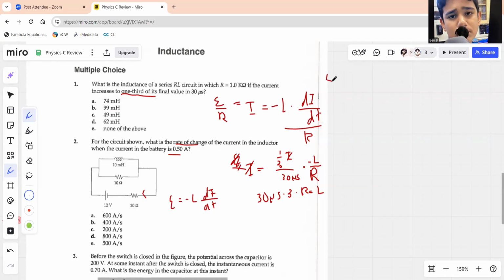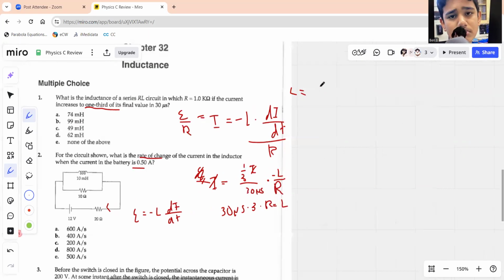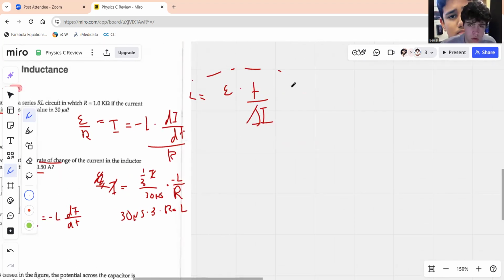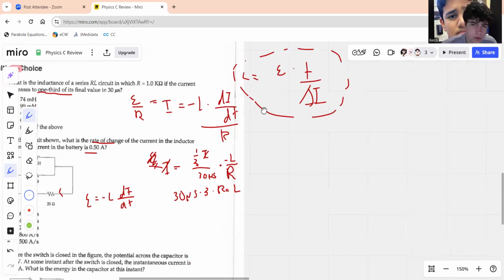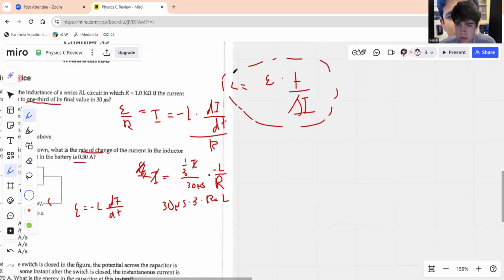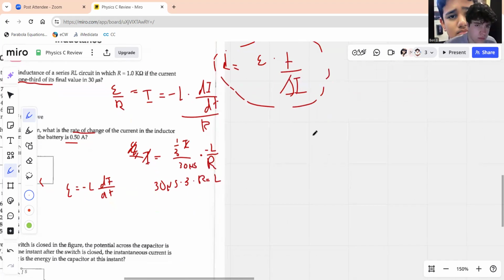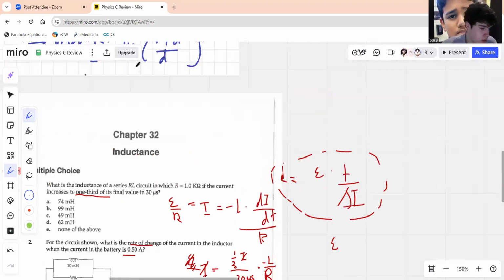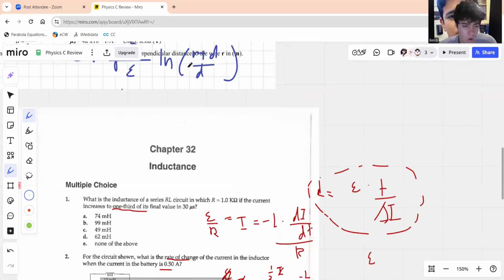Oh, sorry. L equals, I think you have to use the T over delta I. So we just do this. Wait, where does that come from? That's just, I think, if you take the integral of this equation. Never mind. Rewrite this equation. And so delta I equals 1/3 I.